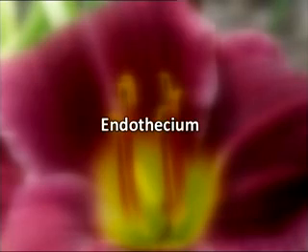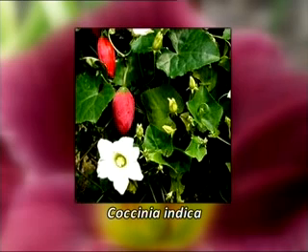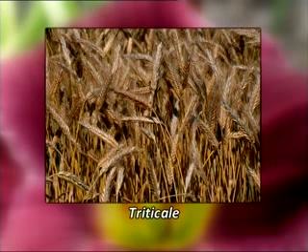Number 2, endothecium. This is the second or subepidermal layer of the anther wall. Mostly there is a single layer of endothecium, but sometimes, as in Coccinia indica, it is two-layered. The endothecium originates from the parietal layer and is present in the protuberant part of the anther. A similar tissue, when present on the inner side, is formed by the cells of the connective. In triticale, however, the entire ring of endothecium is formed by the parietal layer.